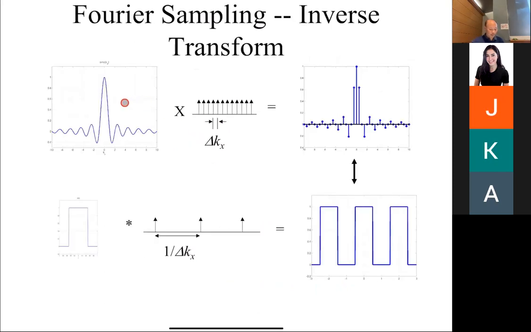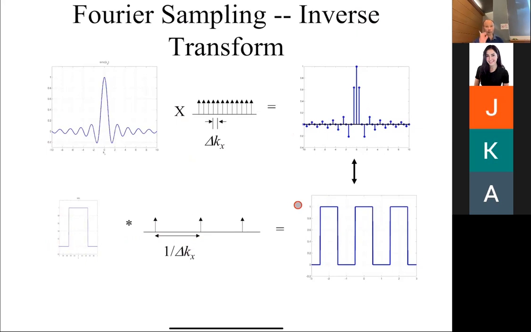And remember that the sampling is, I take my sinc function, I multiply it by something with a spacing of delta k, and I get my sampled sinc function. Okay, that means in the object domain, it's the same as taking my object, multiplication becomes convolution. Now I can convolve with 1 over delta k, right? So this means this is going to reproduce this rect function with a spacing of 1 over delta k. Okay, so you can sort of see where we're going.